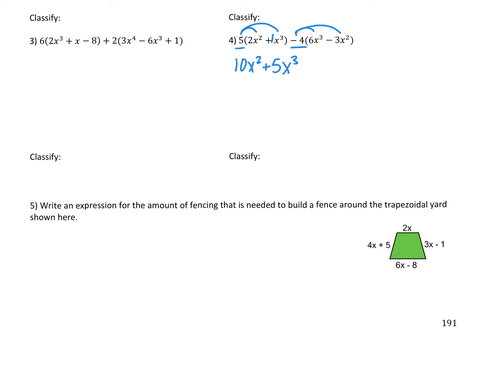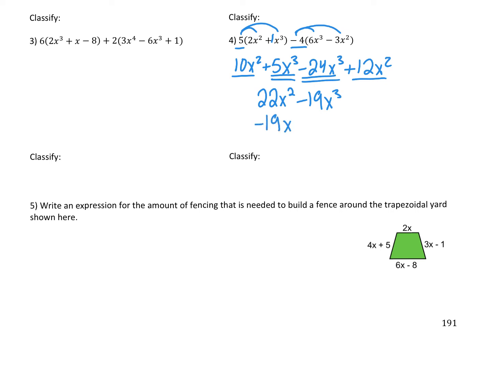Now I'll distribute negative 4. Negative 4 times 6 gives me negative 24, so this is negative 24x to the third. And negative 4 times negative 3 gives me positive 12, so plus 12x squared. I'll look across for my like terms. 10x squared and 12x squared are like terms, so when I add 10 plus 12, I get 22x squared. 5x to the third and negative 24x to the third are like terms, and when I add them together, I get negative 19x to the third.